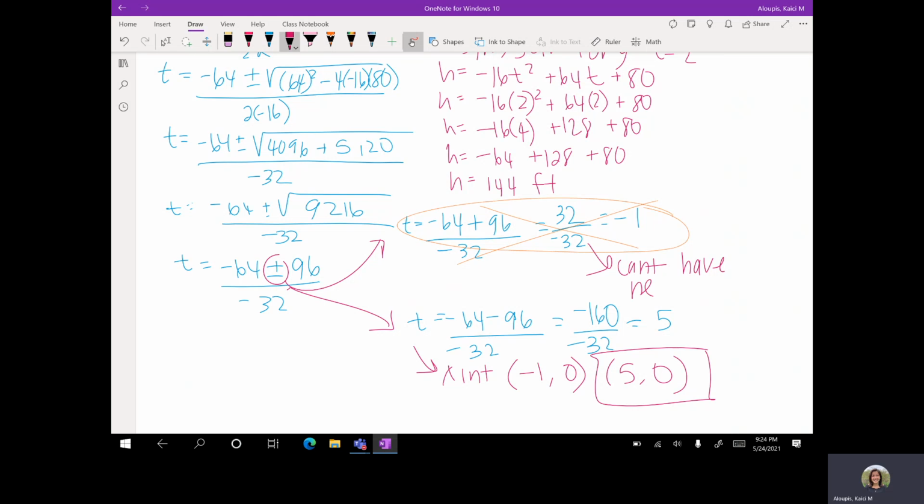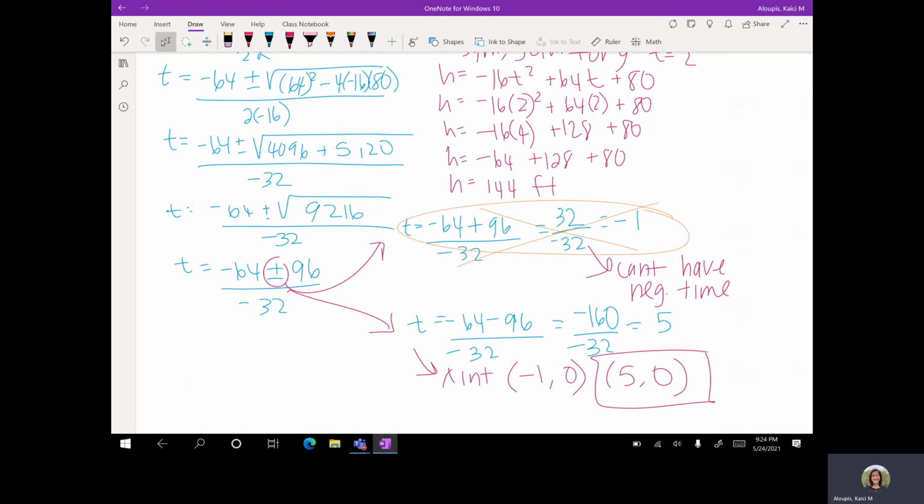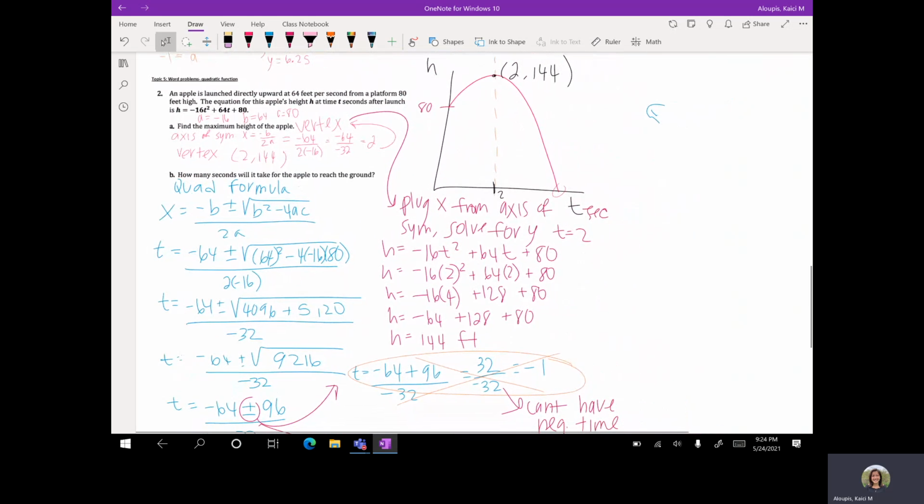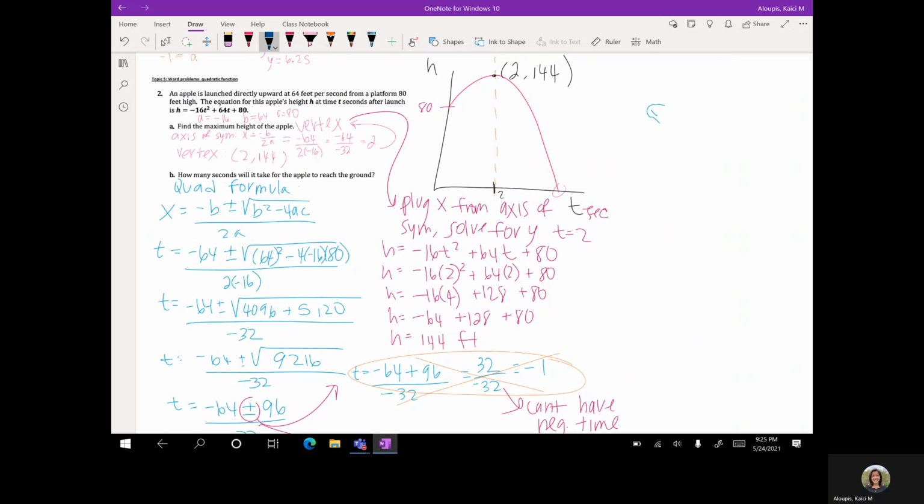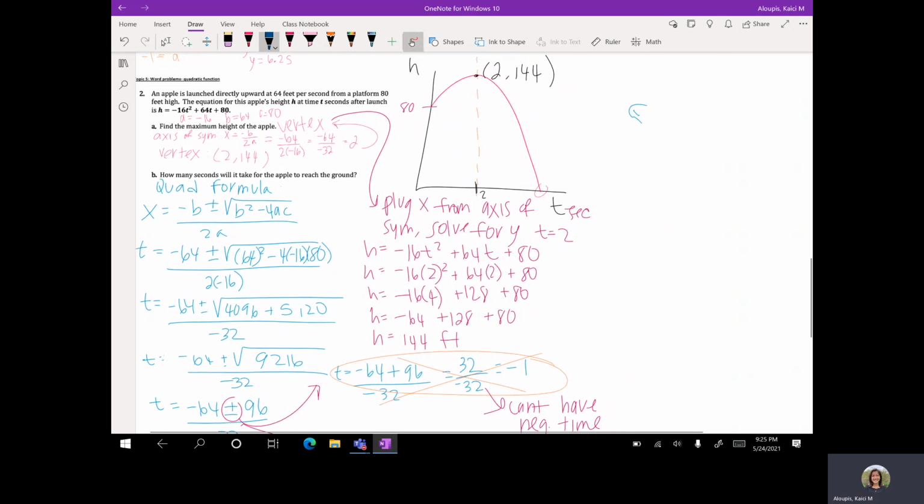Can't have negative time. Okay, so when we go back up here, how many seconds will it take for the apple to reach the ground? Our answer is 5 seconds. And that's this point here. That would be 5, 0 at 5 seconds.